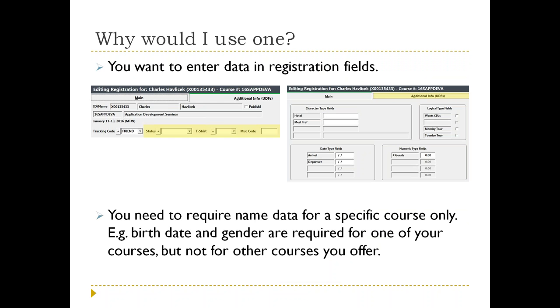Now, if you want to enter data, there's two places. The images I've got up here are the green screen registration records. If you need for a specific course to be able to store data in one of those fields I have highlighted in yellow on the left image, the status, t-shirt, and miscellaneous code, or if you want to store data here on this additional info tab, any of the character type, logical type, data type, numeric type fields.